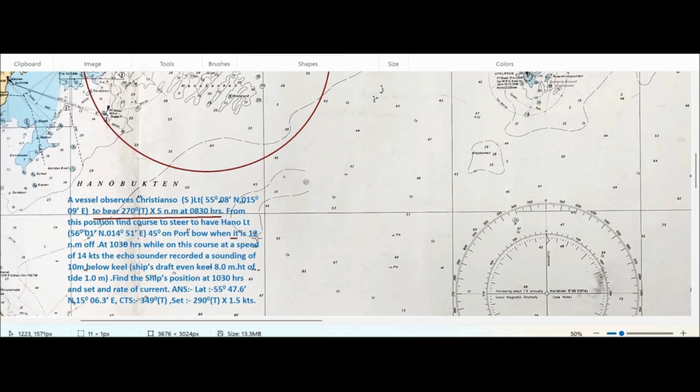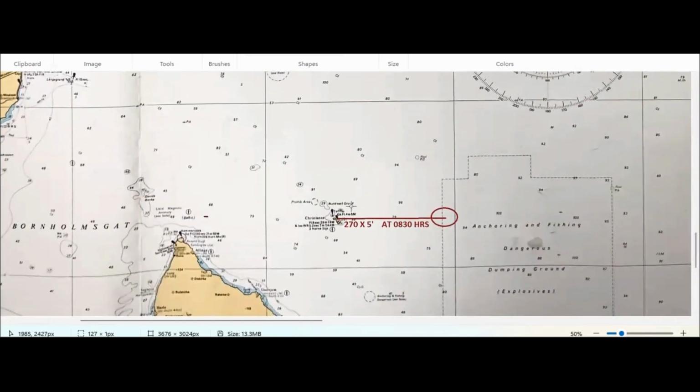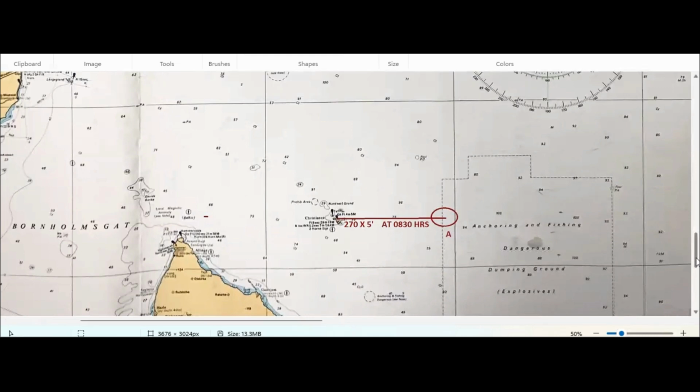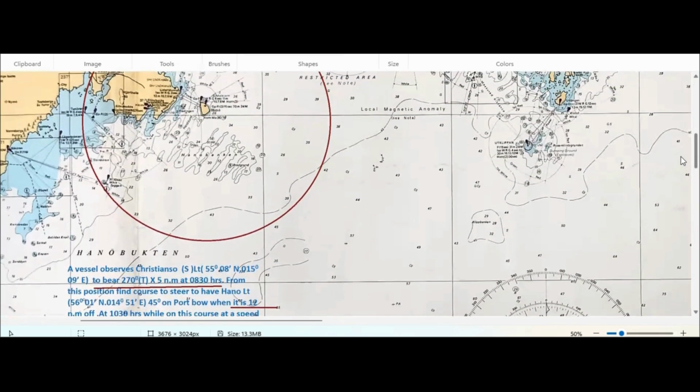Yes, we have drawn it below. This is from the initial position, 270 into 5 miles we have drawn. And next is there, 12 miles from Hano. These are A position, A is the initial position. Okay, now we have drawn, next is your 12 mile circle.